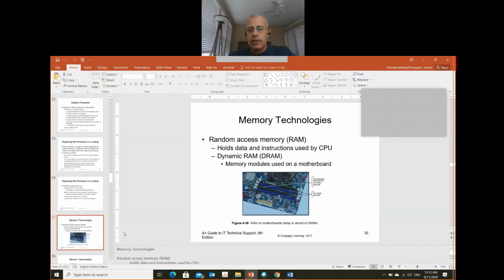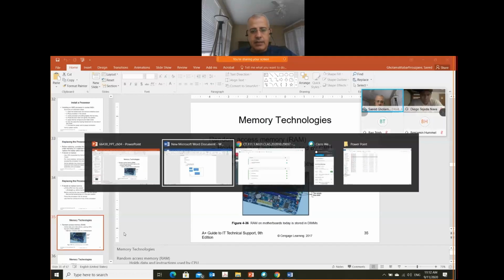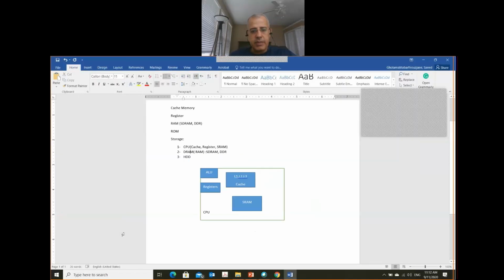It is also called dynamic RAM because it needs to be refreshed multiple times. Okay, and there is another category of the memory inside the computer. We have read-only memory. Okay, read-only memory or ROM.